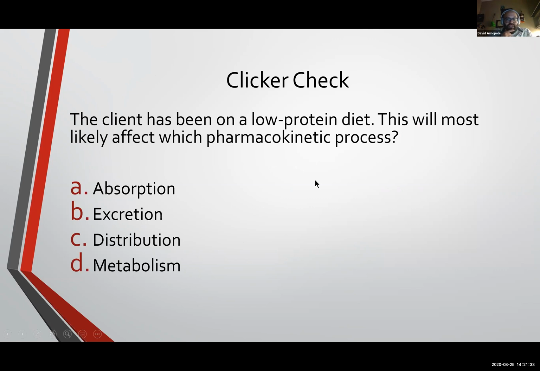The client has been on a low protein diet. This will most likely affect which pharmacokinetic process? Okay, I'm seeing a lot of different answers. So the answer here is C, distribution, because the bus needs to be there for distribution to occur, and the bus would be the protein. So with decreased plasma protein, distribution would be most affected.